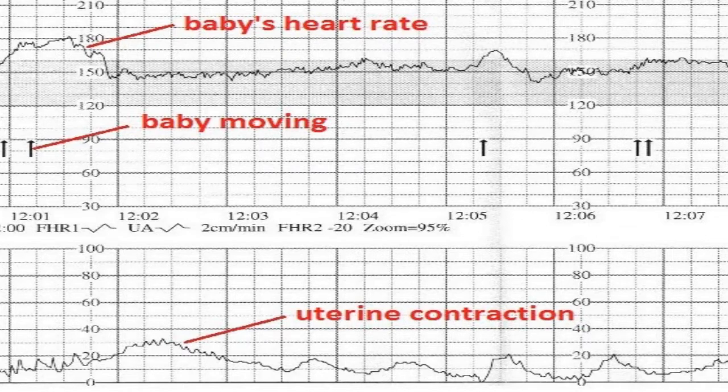This is a component of the trace of CTG. The lower part is for contractions. We comment on the contractions: frequency of the contractions, amplitude of the contractions, and the duration of the contractions. The upper part is for fetal heart rate. We comment on the four parameters: baseline heart rate, acceleration, variability, and decelerations.